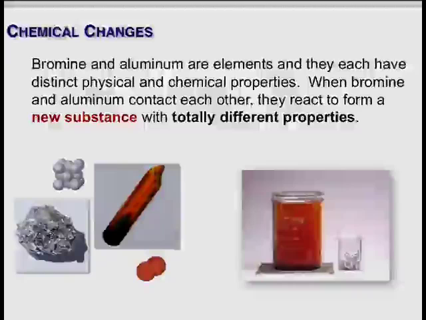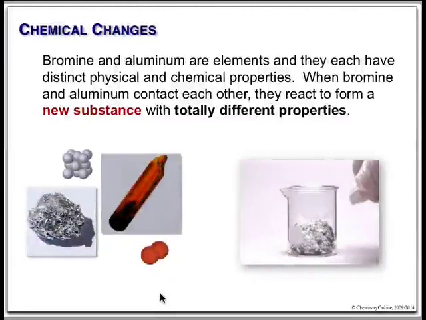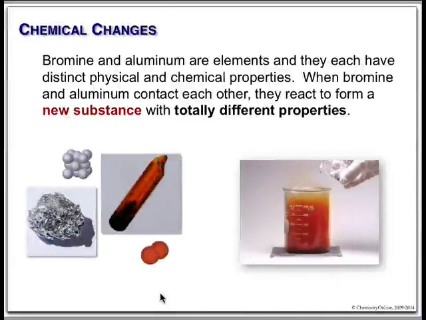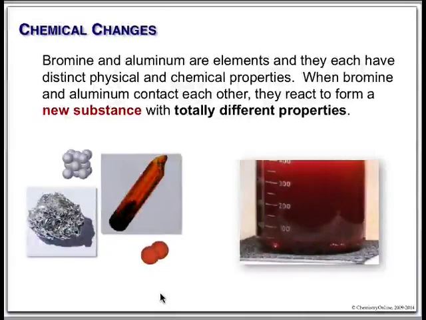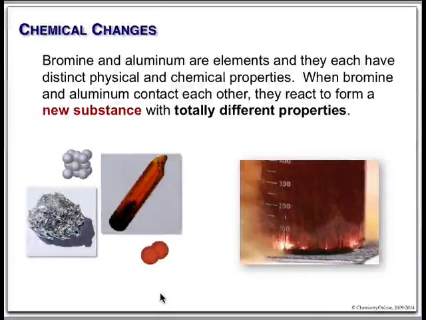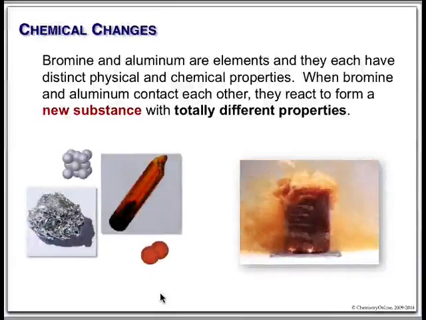These are very, very toxic fumes. Again, don't do this at home. But when it's all finished, if you look at the beaker, we started off with bromine, the brown liquid, and aluminum, the metal. We have this white solid. This is aluminum bromide.